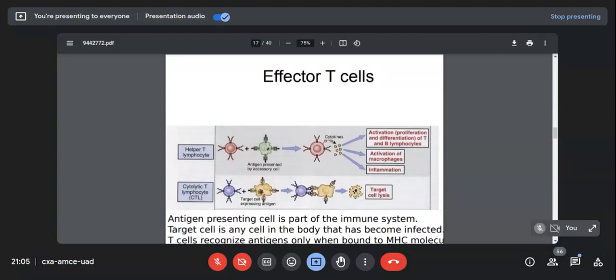Yes, Doc, I have a question. Is an antigen a pathogen, or is it what makes up a pathogen, or something like part of a pathogen?